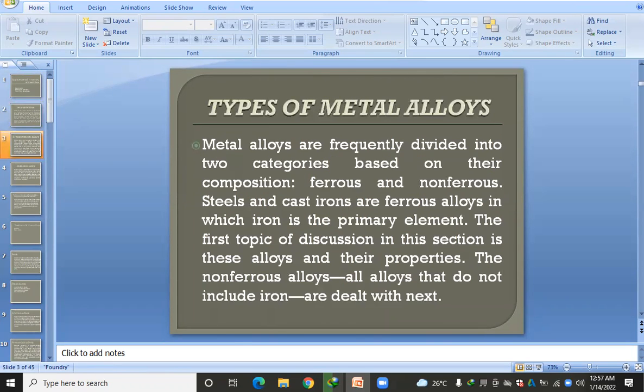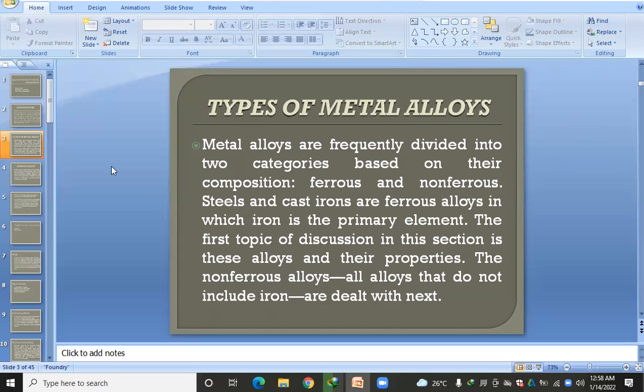Types of metal alloys. Metal alloys are frequently divided into two categories: the ferrous and the non-ferrous. Steels and cast irons are ferrous alloys, in which iron is the primary element. The first topic of discussion in this section is these alloys and their properties. The non-ferrous alloys, all alloys that do not include iron, are dealt with next.